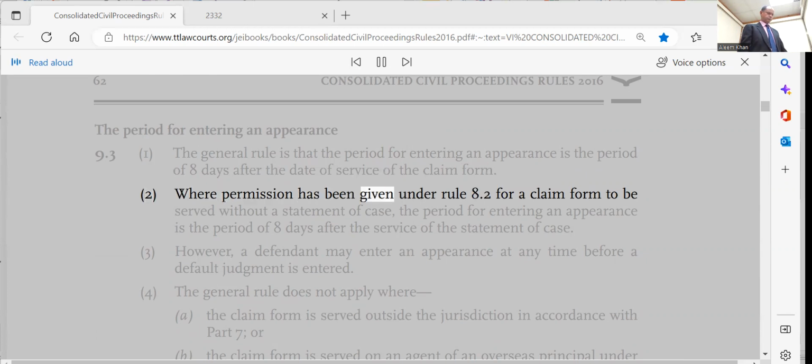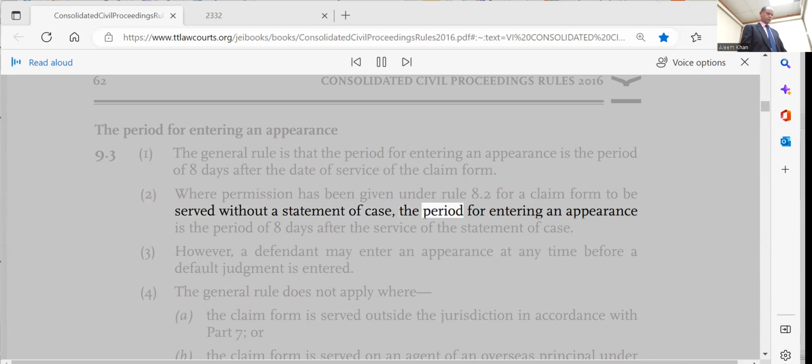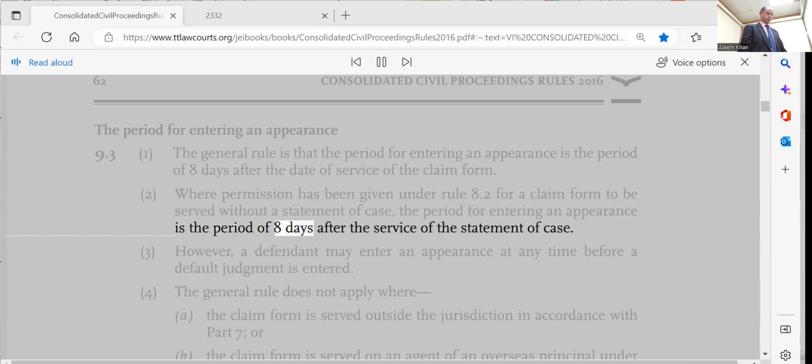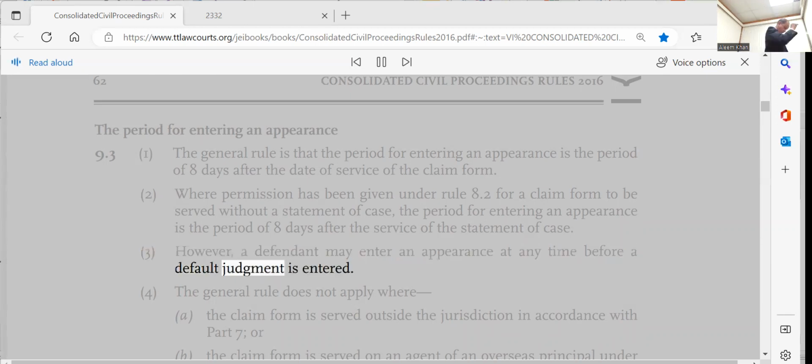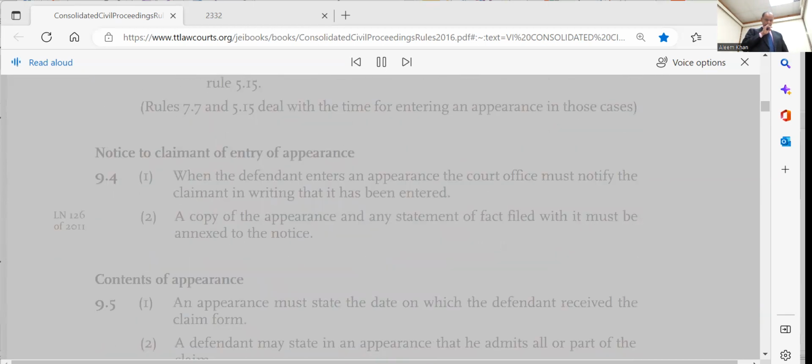2. Where permission has been given under Rule 8.2 for a claim form to be served without a statement of case, the period for entering an appearance is the period of 8 days after the service of the statement of case. 3. However, a defendant may enter an appearance at any time before a default judgment is entered. 4. The general rule does not apply where (a) the claim form is served outside the jurisdiction in accordance with Part 7, or (b) the claim form is served on an agent of an overseas principal under Rule 5.15. Rules 7.7 and 5.15 deal with the time for entering an appearance in those cases.